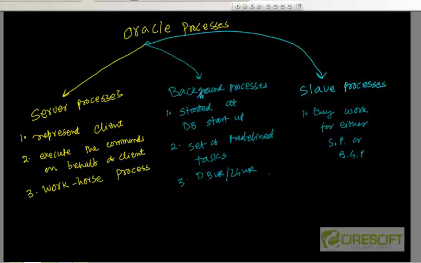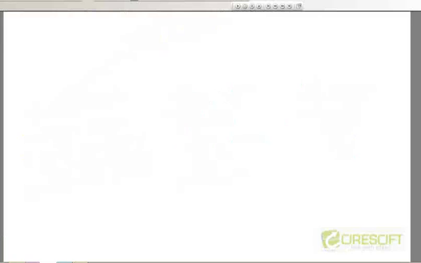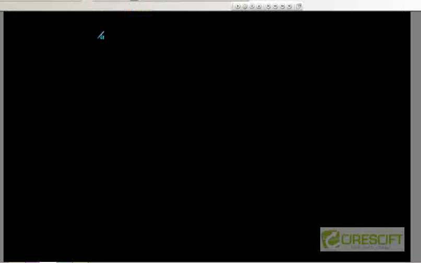Okay. So now the last lecture is about the slave processes: what the slave processes are and why we need them. Then we are just going to give some examples and wrap up our Oracle processes chapter. So essentially this is what really happens. For example, this is your buffer cache.